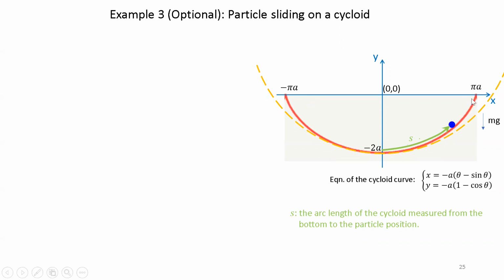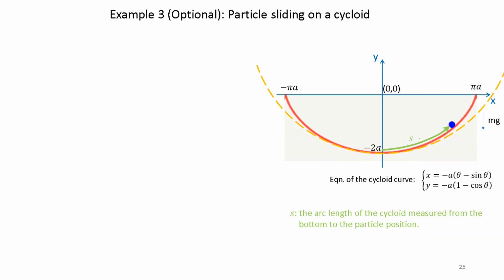If it is an arbitrary curve, it's very likely that you will obtain two different numbers. It turns out that if you do this motion along a cycloid, the period of one oscillation is independent of the amplitude. It doesn't matter whether we release it here or here or here. The time taken to finish one oscillation is a constant. That is what we call the tautochrone problem.